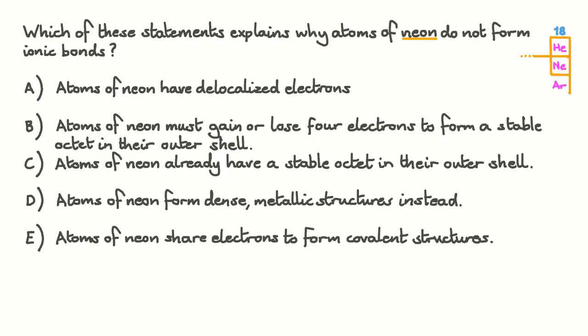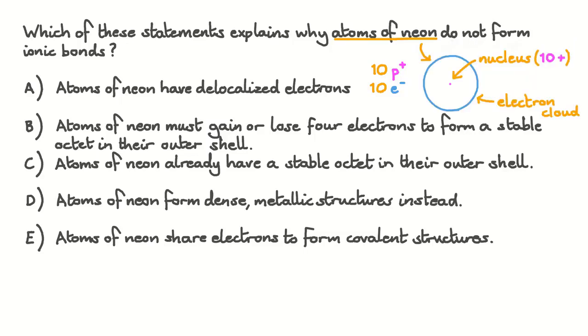Neon is an element to be found in group 18, otherwise known as group 8, of the periodic table. The atomic number of neon is 10. This means that an atom of neon will contain 10 protons in its nucleus, and since atoms are by definition neutral, will need 10 electrons as well. So our atoms of neon consist of a nucleus with a 10 plus charge surrounded by 10 electrons in an electron cloud. Ionic bonds are electrostatic attractions between positively and negatively charged ions. Atoms can lose or gain electrons to form positive or negative ions.